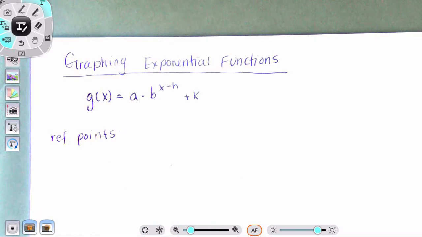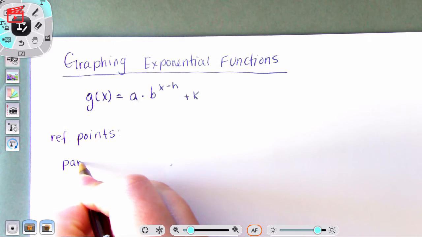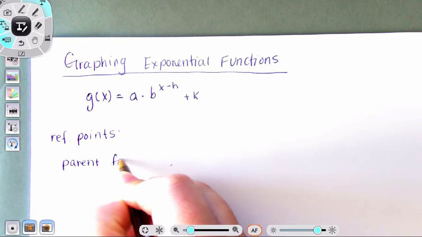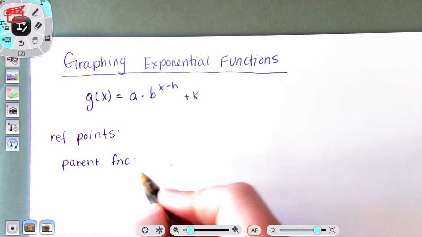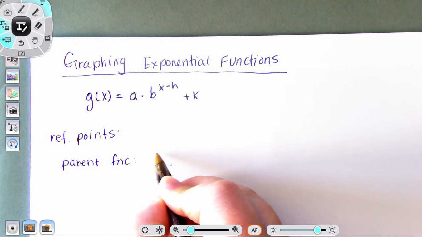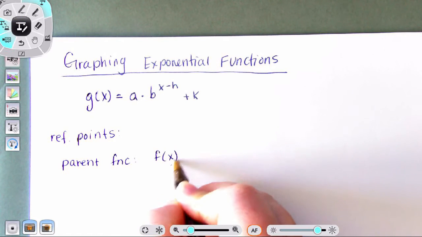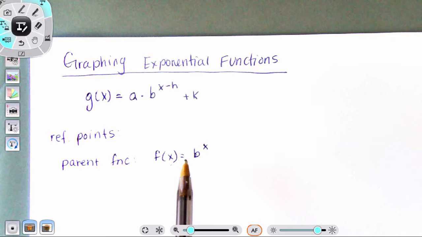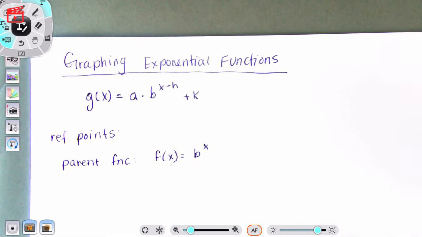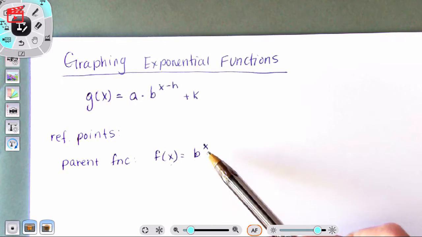So for your parent function, your parent function for your exponential functions, we'll call it f of x, is a lot simpler than your general form, obviously. So you just have your b, which is your base, b represents base, and you have your exponent x.